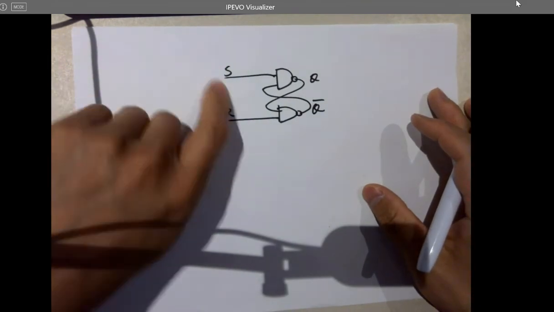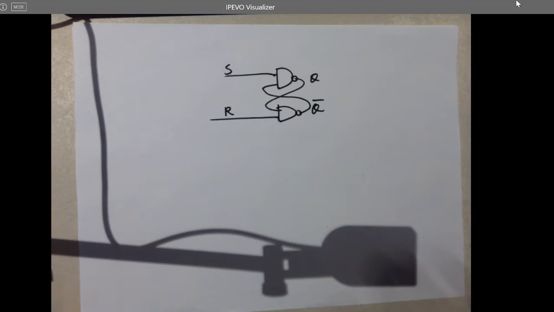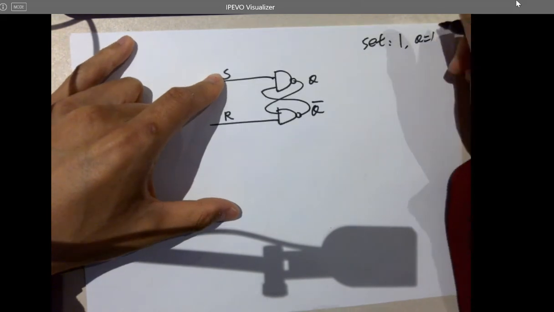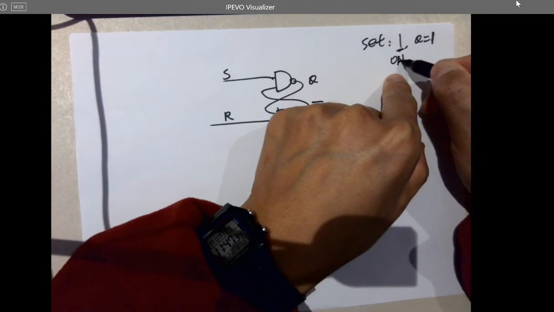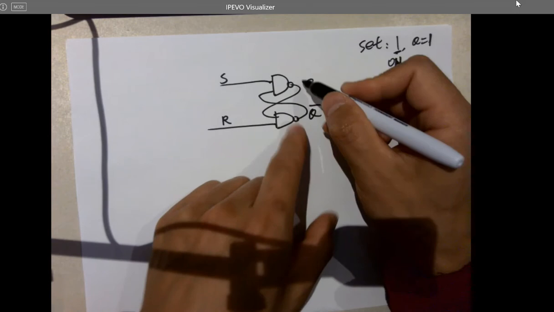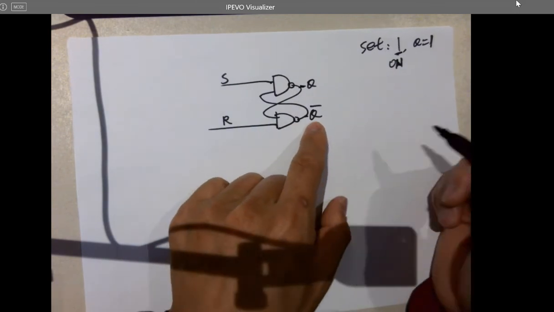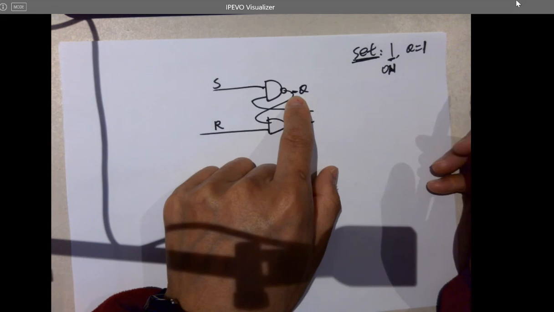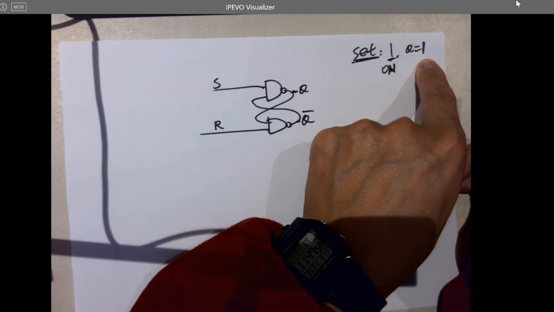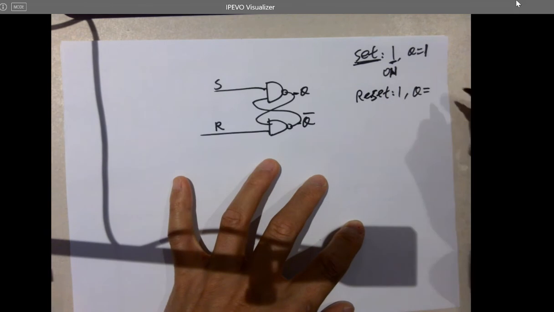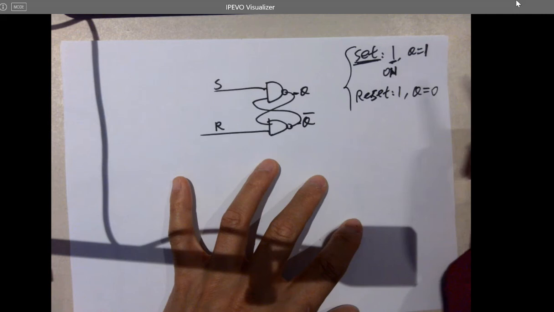So what do R and S mean? Set and reset. Set means when it's 1, Q is 1. So this one means it's on. When you turn on the set, the Q, which is the result here. If we define this pin as Q, this will be Q bar. And if we turn on the set pin, Q will be set to 1. For reset, if we turn on the reset, Q should be what? You are resetting the circuit, so Q equals 0. So that's the rule, okay?